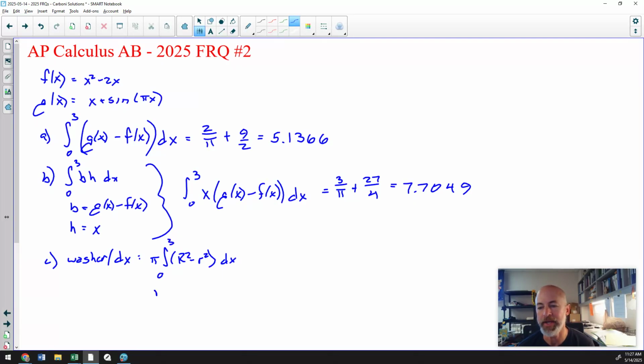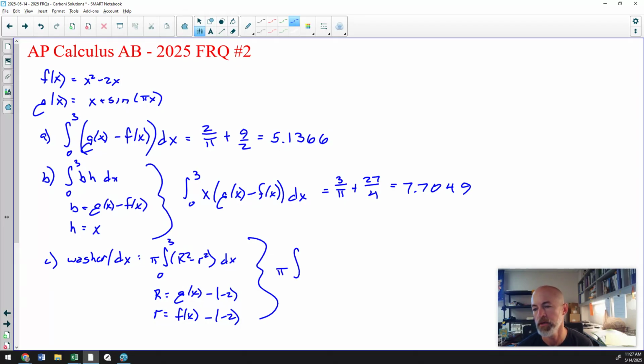I need to get my radii of that washer in terms of x. The big radius is going to be the distance from the graph of g of x down to the horizontal line y equals -2. So big R is g of x minus that bottom line, -2, or g of x plus 2. Little r is going to be f of x minus -2. And I'm just doing top minus bottom thought processing right there. And so we'll roll that into a single antiderivative.